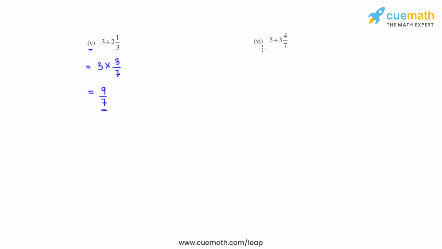Coming to the last bit, which is the sixth bit of this question, we have 5, which is to be divided by 3 4/7. So the improper fraction of 3 4/7 would be 25 over 7. Now to do the division, we write 5 times the reciprocal of 25 over 7, which is 7 over 25. Now 5 ones are 5, 5 fives are 25. So the final answer that we get for the sixth bit is 7 over 5. And this is how we solve this problem.